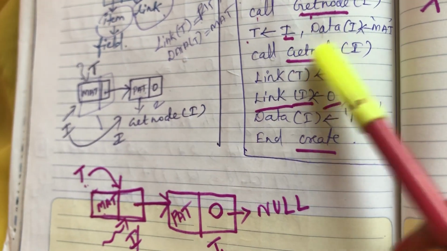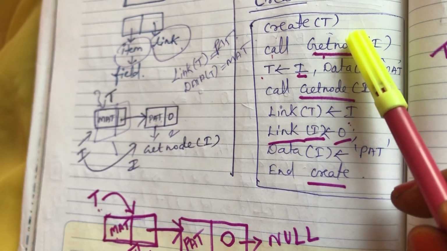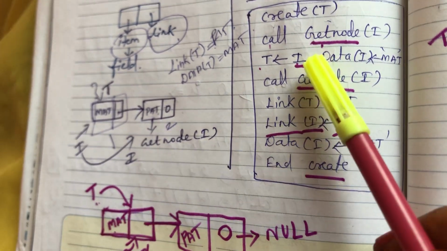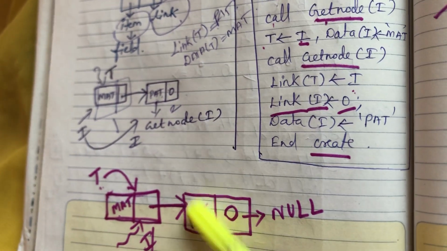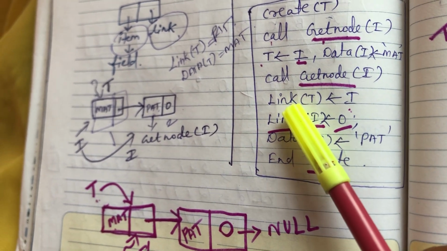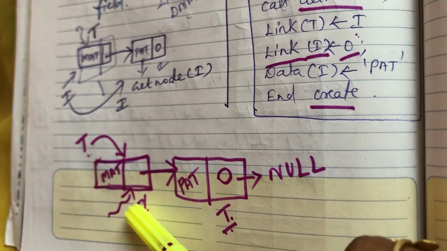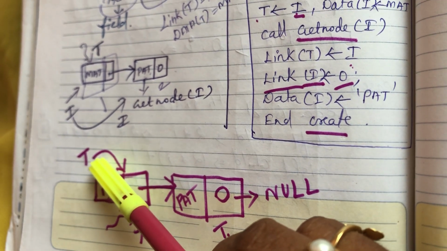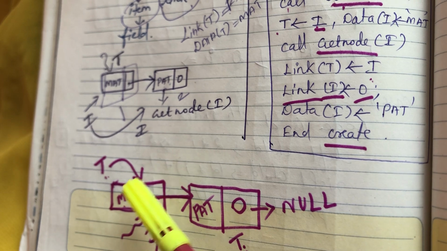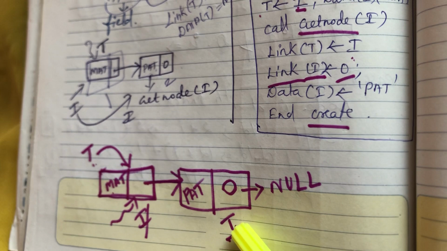Then call getnode of I. One more node will be represented, another node. The first node is over, that represented data of I equals mat. Another node is getnode of I. Another node will be displayed. In this field, link of t is given to I. This first node is representing t, the second one is I. Link of t means what? It is given to the Ith node. So link of t is given to I.